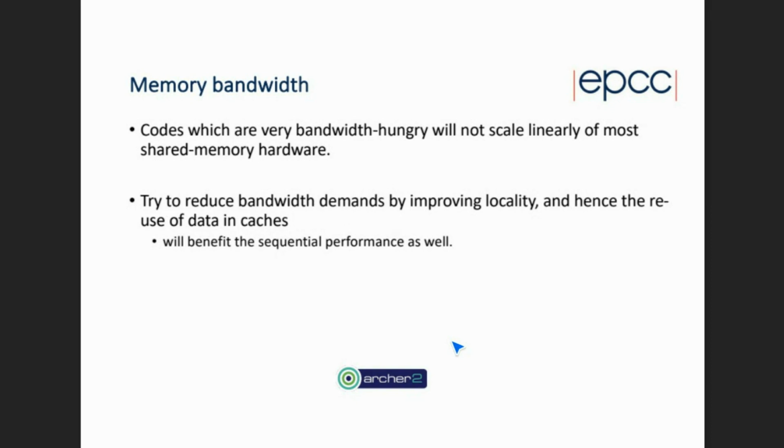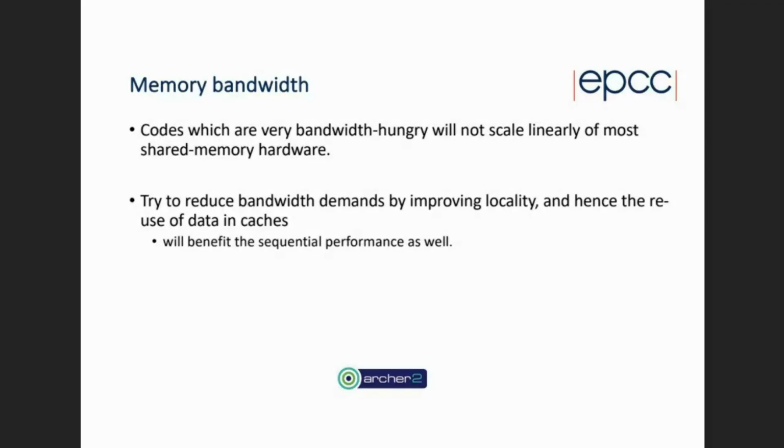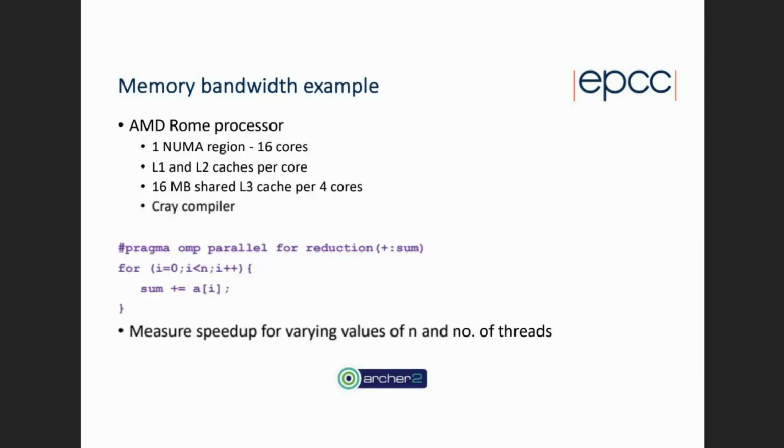You can try to reduce the bandwidth demands by improving locality and therefore improving the read caches, which is also going to benefit your sequential performance as well, most likely. But it can be difficult to do anything about. So, okay, I don't want to plaster you with too much data, but I think this is a really interesting case.